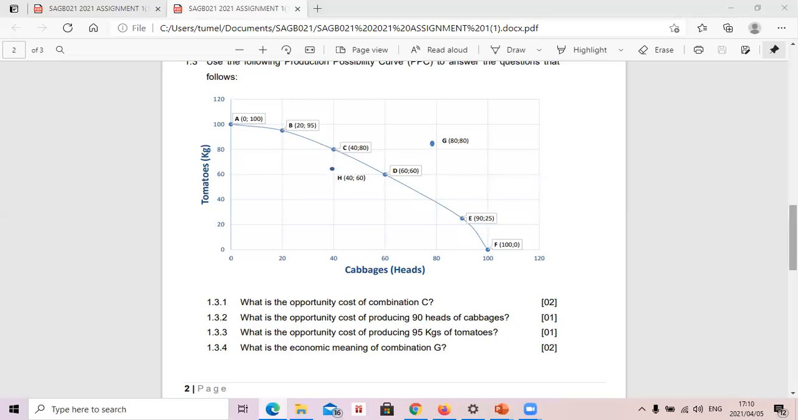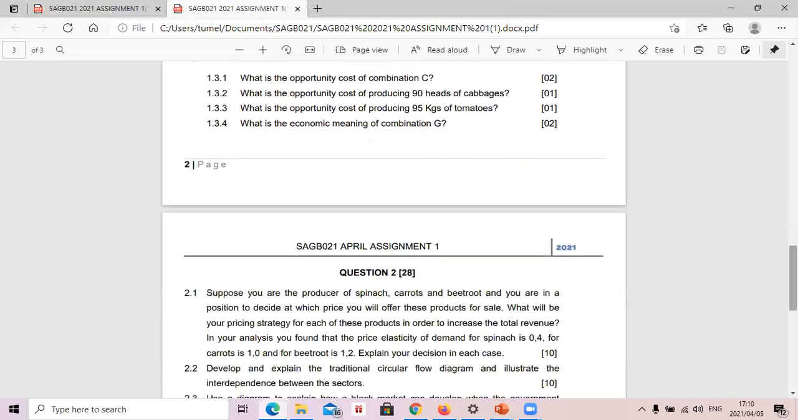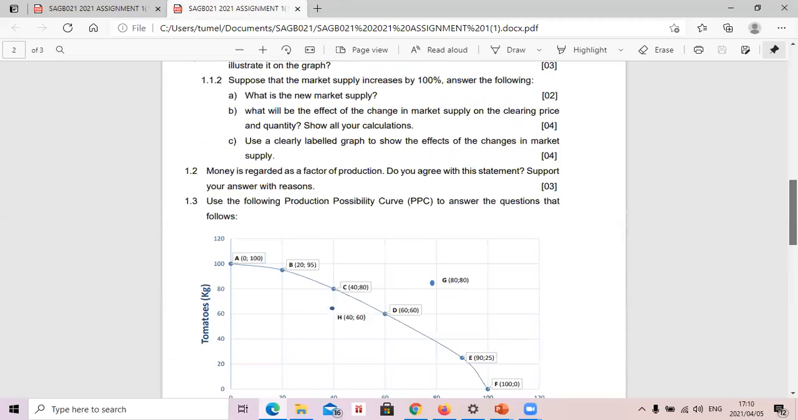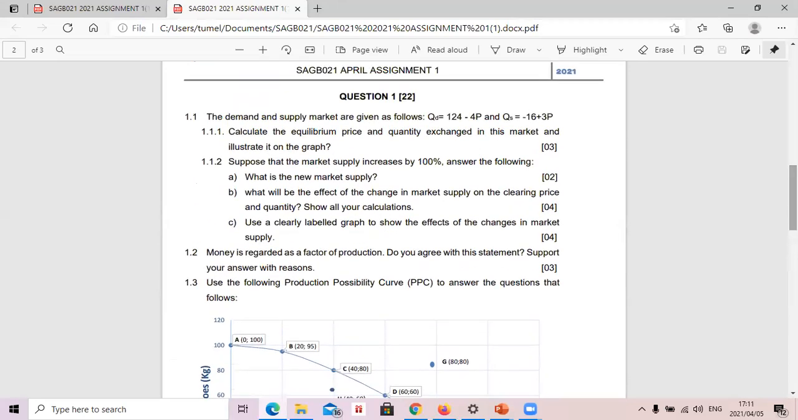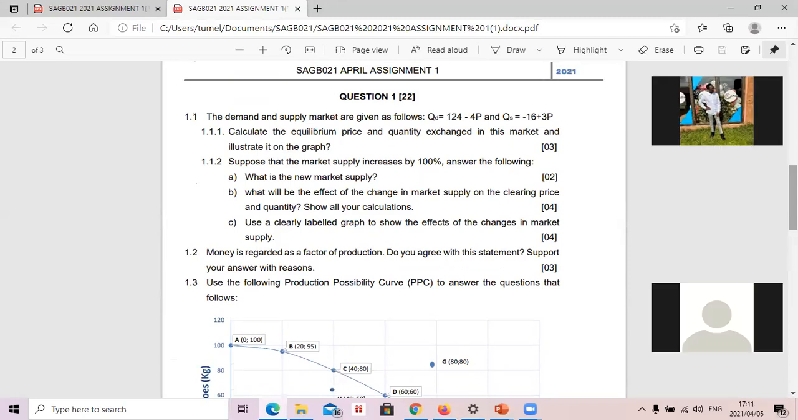So we are done with that question. Let's go back to 1.2. Money is regarded as a factor of production.